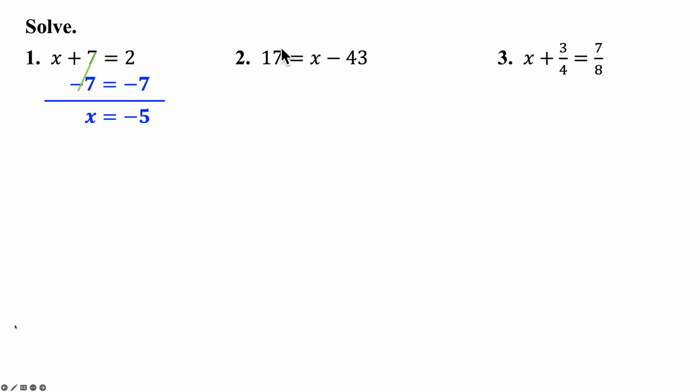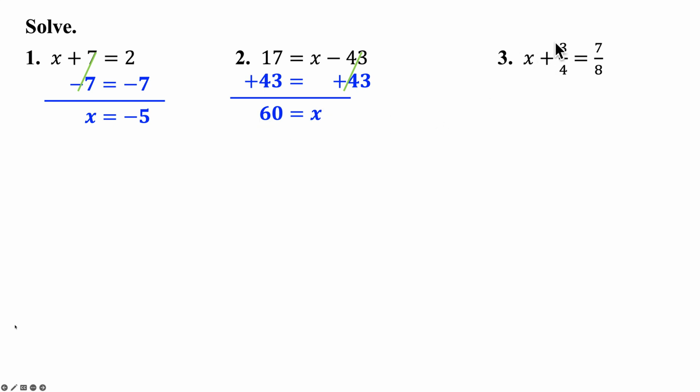Number 2, 17 is equal to x minus 43. Here's my x. It's positive. We need to get rid of the minus 43, so we're going to add 43 to both sides. Again, notice my equal sign is lined up. Cancels on the right. 17 plus 43 is 60. There's my answer for x.